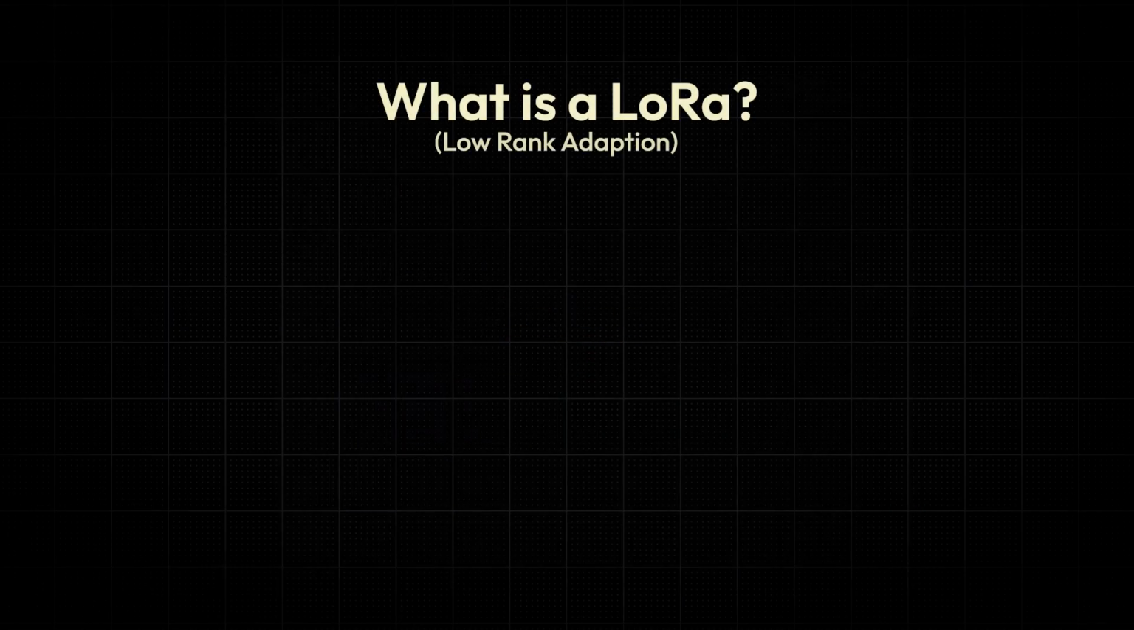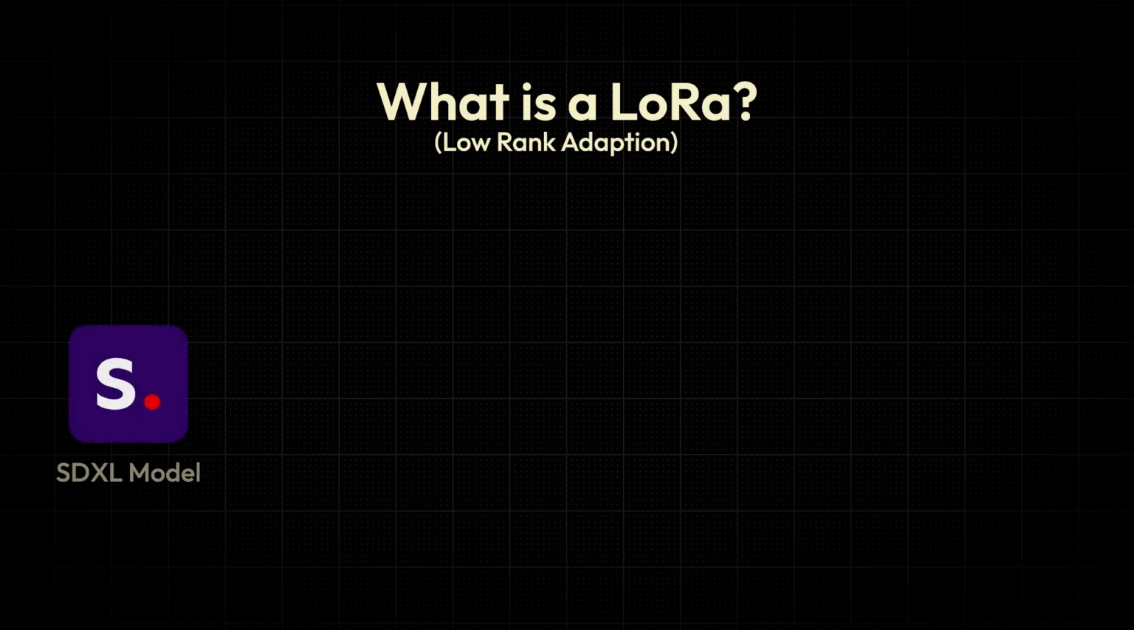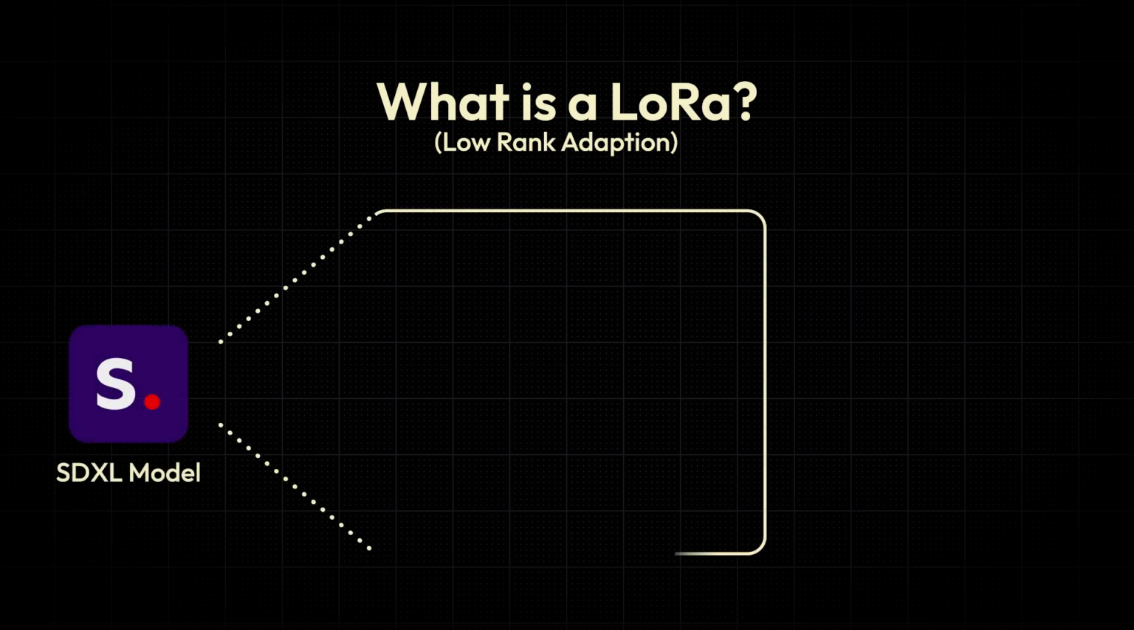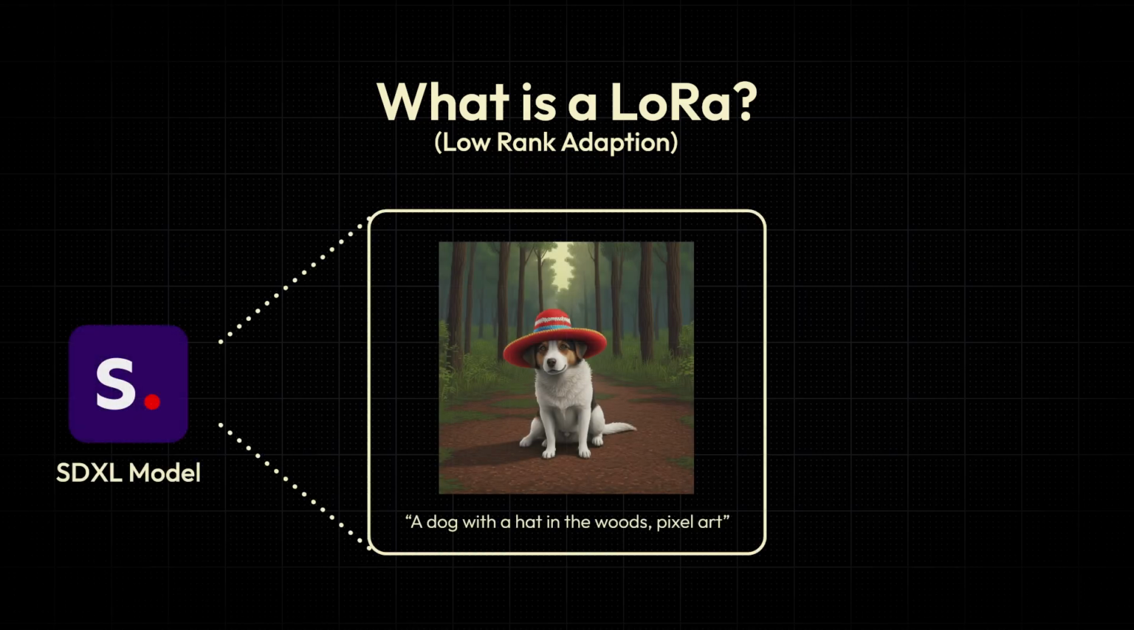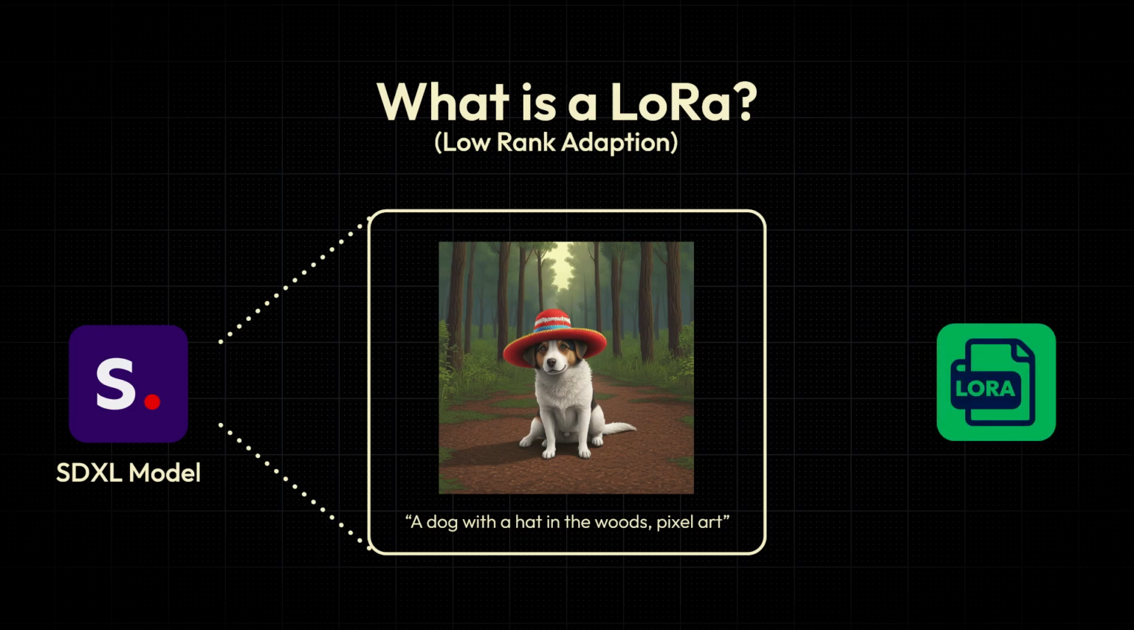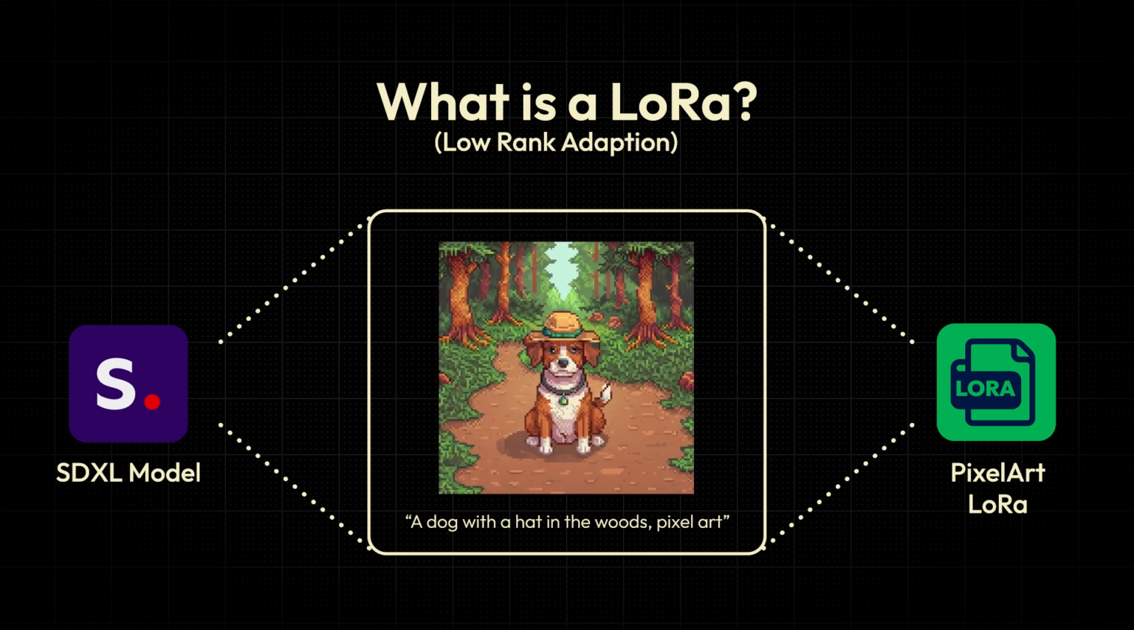So what even is a LoRa? Think of it like a filter you put on top of your base model. The base model handles the image generation, but on its own it has a pretty general style. A LoRa is a small add-on file that's been trained on a specific look, subject or aesthetic, and it nudges the model to generate in that direction.